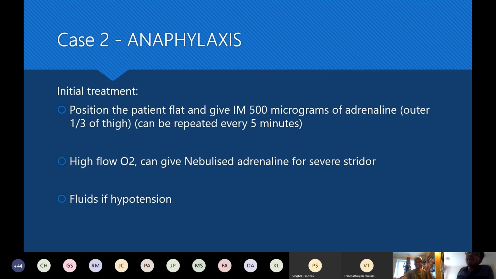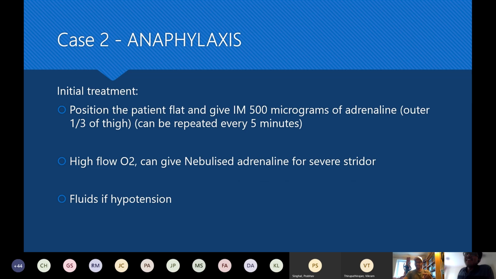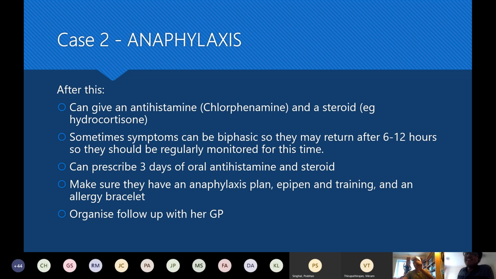If you go back for a second, those are in the wrong order. So it's initial this, and then after that you can do this stuff. The antihistamine and the steroids you give after initial treatment.